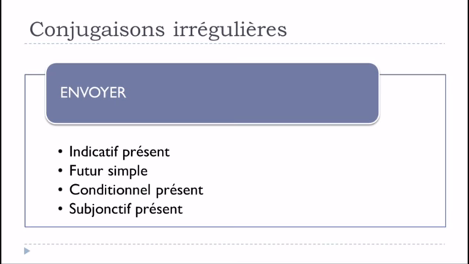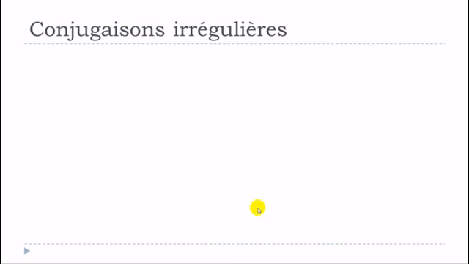And so we'll see in this video that when we're talking about this subgroup of verbs that normally should be regular, they will be irregular, and it will only affect l'indicatif présent, le futur simple, le conditionnel présent, and then le subjonctif présent. So we'll see the conjugation together.